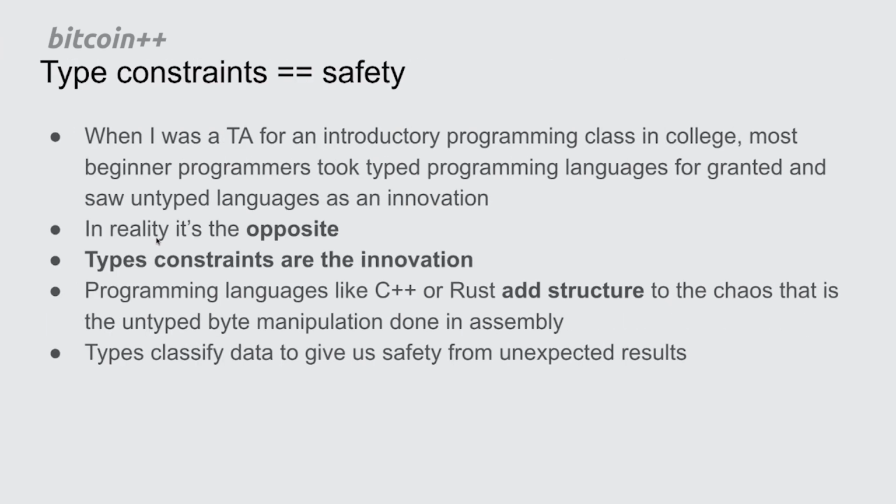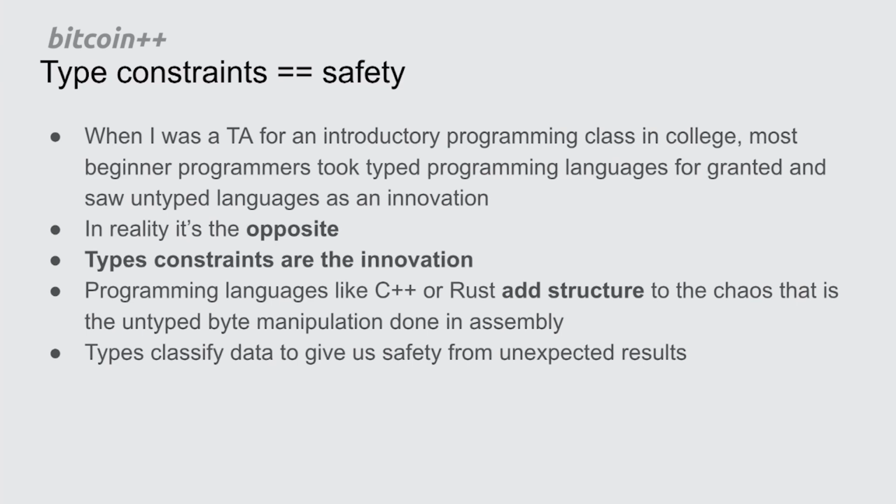Next slide is typing. I think types are a huge innovation of Miniscript. Type constraints equals safety. So I was a TA for an introductory programming class in college, and most of the beginner programmers took typed programming languages kind of for granted and saw untyped languages as an innovation, which is funny because in reality it's the opposite, right? We started off with regular bytes and byte manipulation, and types came as an improvement to that. It's something that we made. We created structure from nothing.